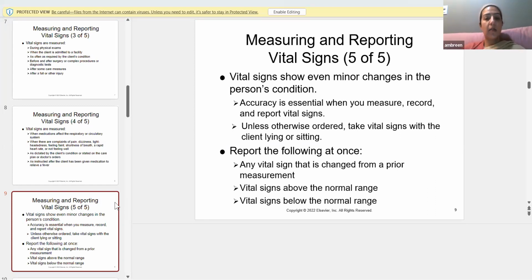Vital signs above the normal range, vital signs below the normal range. I told you there's a baseline for everybody. Everybody's baseline is different, and with aging, it again stays different. If a person is normally hypertensive, no matter what I do, I take medication, but it's around 149/90, you cannot change it. Then the baseline becomes 149/90. If anything goes beyond, below or above, it would be a problem.